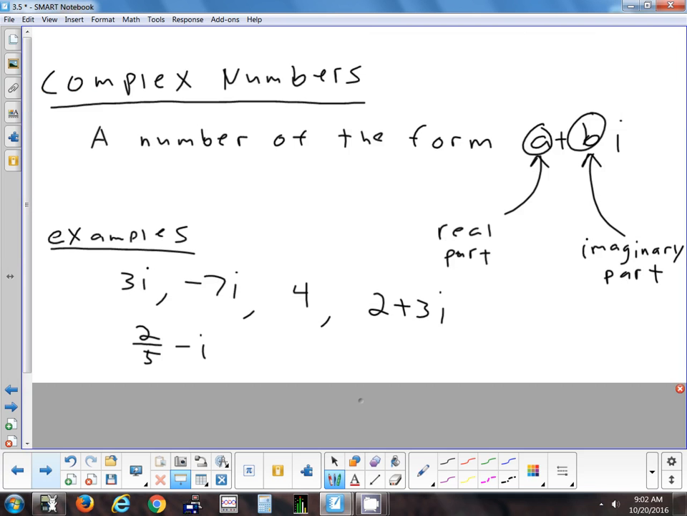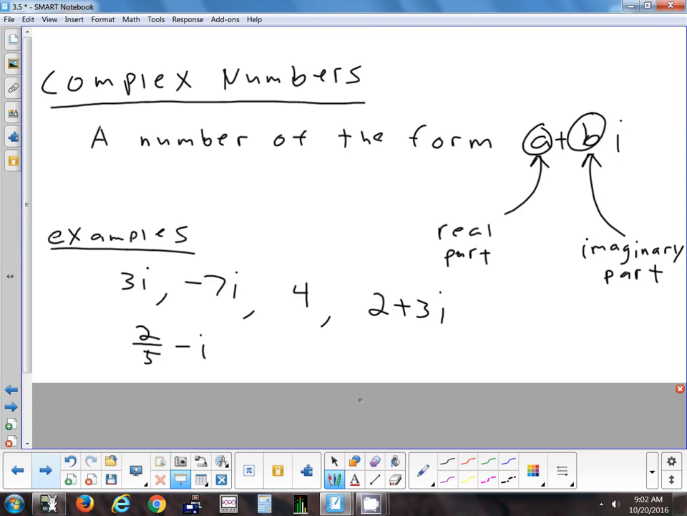Okay, so remember, when you write a complex number, this is how you write it. Real part first, imaginary part second. The real part is A. The imaginary part is just the B, not the i. The i is there to tell you that what's in front of it is the imaginary part.